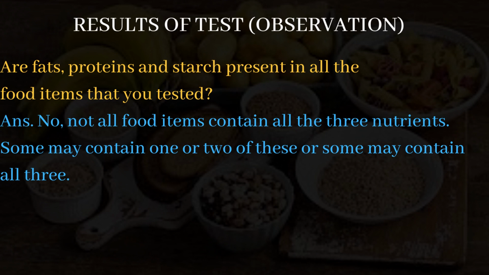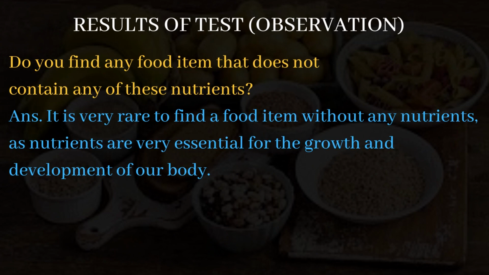A food item also contains nutrients like vitamins and minerals. It is very rare to find a food item without any nutrients, as nutrients are very essential for the growth and development of our body. A food item also contains nutrients like vitamins and minerals, other than the ones we tested for.